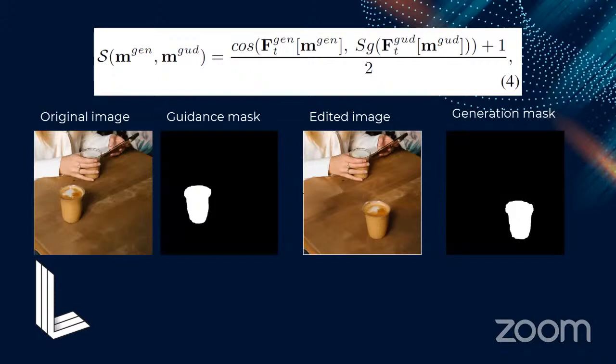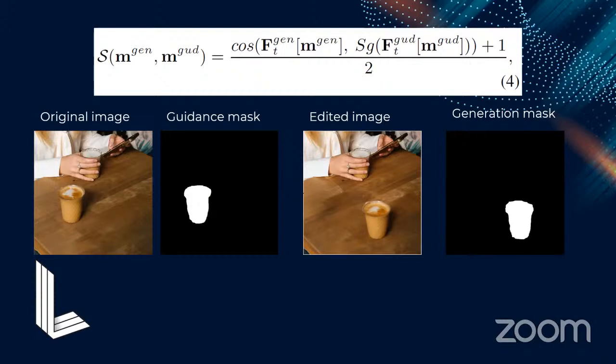Let me explain that with an example. We're going to create masks: a mask guidance and a mask generation. As you can see in the original image, we have a cup of coffee on a table, and we want to move that cup down below in the image. The guidance mask is the place of the content that we want to move inside of the original image, and the generation mask is the place that we want to move that object to, the place of the object inside of the edited image.